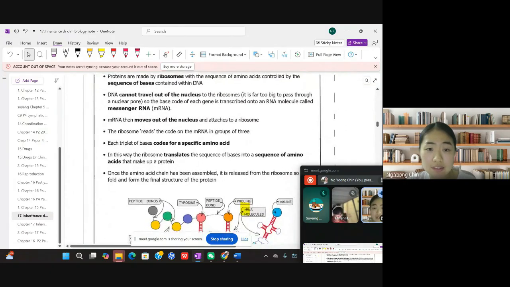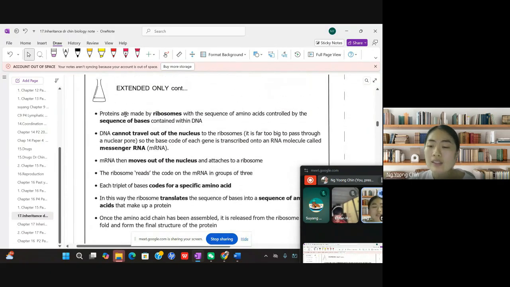So we can have a look at this one. The reason why the cell needs to produce messenger RNA is that messenger RNA is much shorter, more convenient for it to go out, because DNA is too large already. As I told you before, DNA is large, complex, with long strands. So it cannot go out of the nucleus; it can only stay within the nucleus. That's why it needs something to help copy the information out to the cytoplasm.